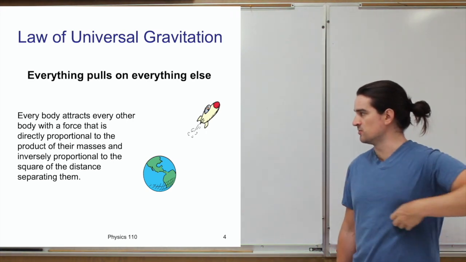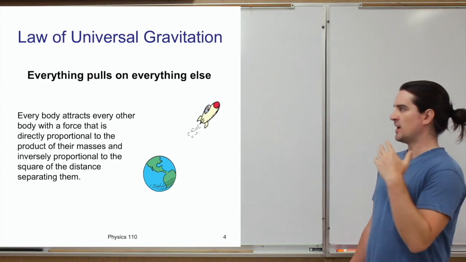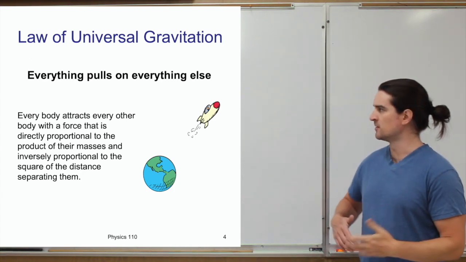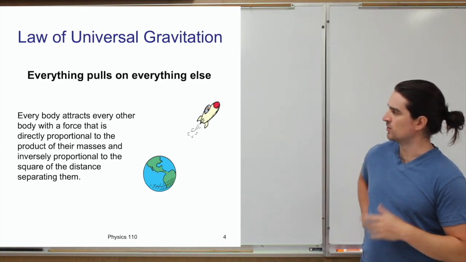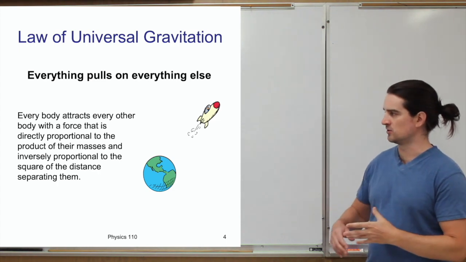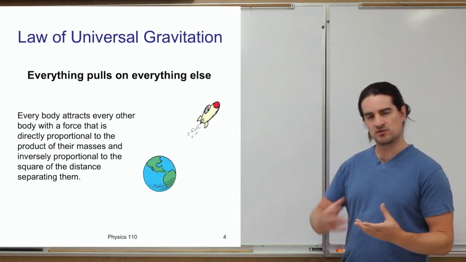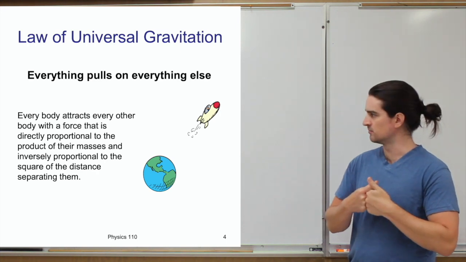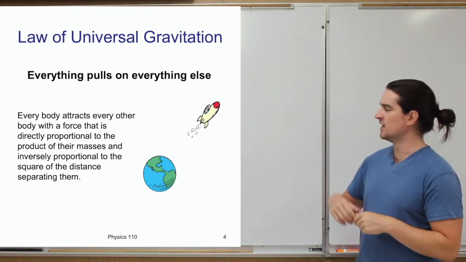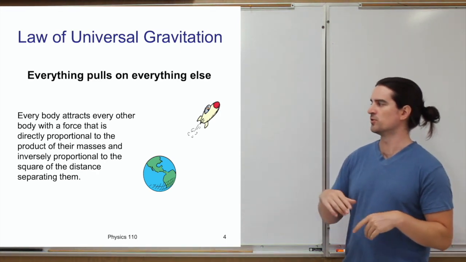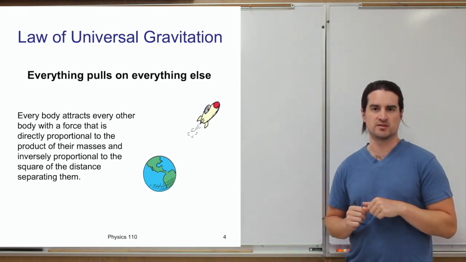So Newton said that every body, meaning massive body, attracts every other body with a force that is directly proportional to the product of their masses, so the two masses multiplied together, and inversely proportional to the square of the distance separating them.